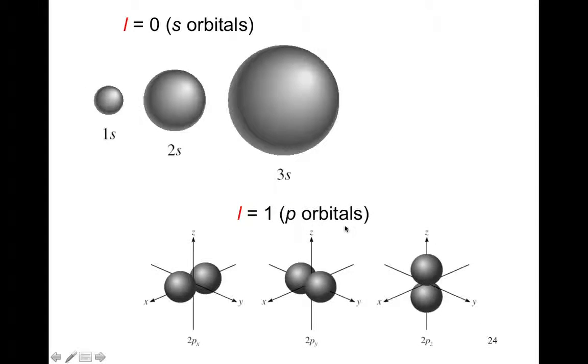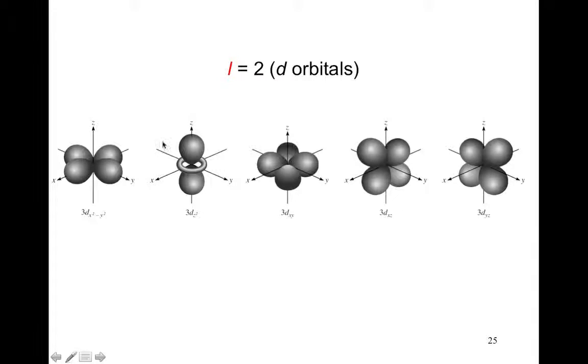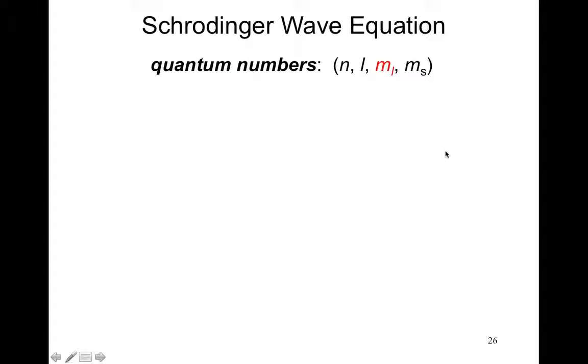If L equals 1, it'll be a p orbital. This is generally described as dumbbell shaped. It does exist three-dimensionally, and so it could be a dumbbell going along the x-axis, a dumbbell along the y-axis, or a dumbbell along the z-axis, any of these locations. The further we get, the more complicated it gets. D can look like any of these shapes, again in three-dimensional space.